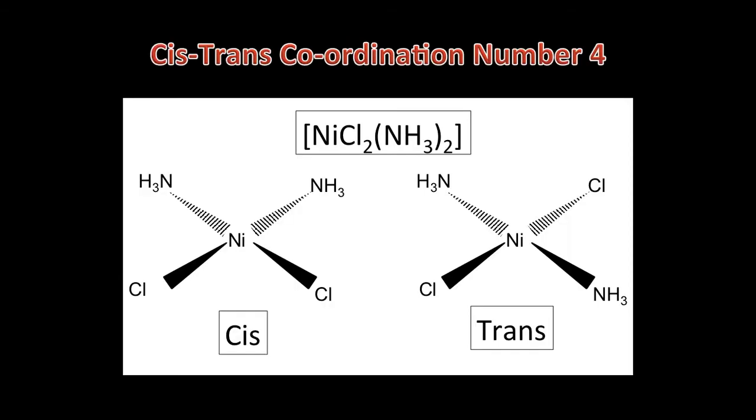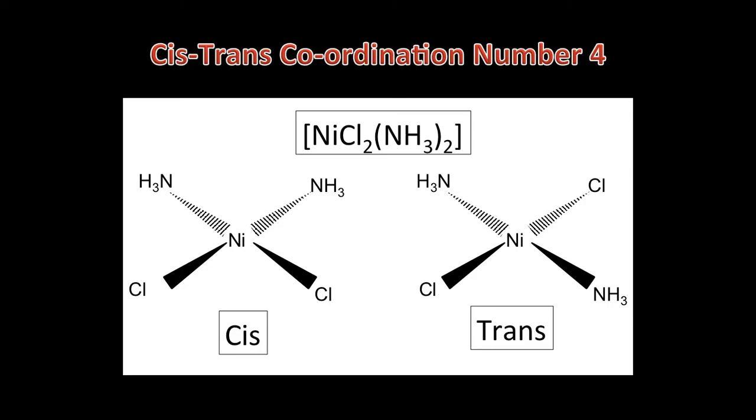Now to work through some examples. Let's start with the easiest one. This is a square planar complex with coordination number 4. In order for there to be cis-trans isomerism, there needs to be two different ligands, two of each. So for example, NiCl2(NH3)2. Cis isomers are formed when the same ligand is on the same side, and trans isomers arise when the same ligand is on different sides.